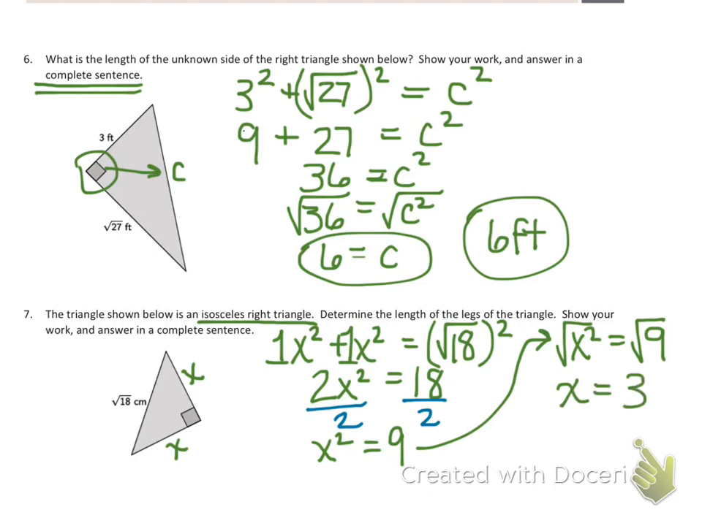So the legs are 3, let's get our units, centimeters long. Okay, so the legs of this right triangle are 3 centimeters long. So this is a special circumstance that allows us to solve for both legs, but it's only because they're equal.